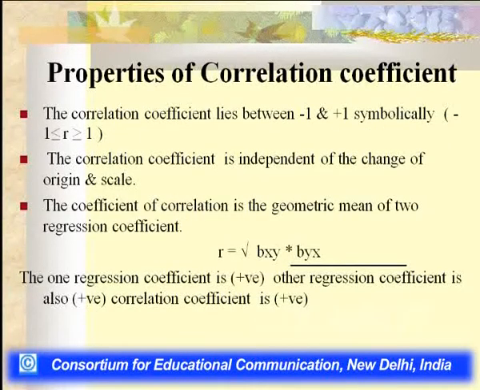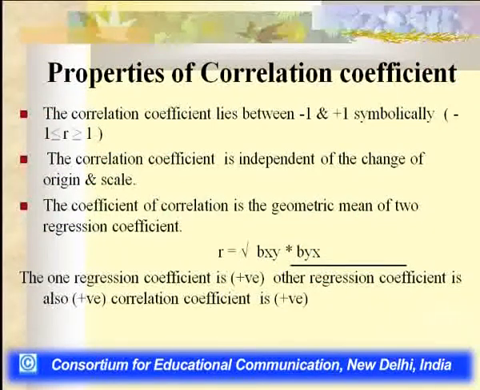Coming on to the properties of coefficient of correlation, because this is perhaps the most important method and needs a recap. The first is that the coefficient of correlation lies between +1 and -1, symbolically -1 ≤ r ≤ 1. So this is the complete range in which the coefficient of correlation lies, and it is perfectly independent of change of origin and scale.